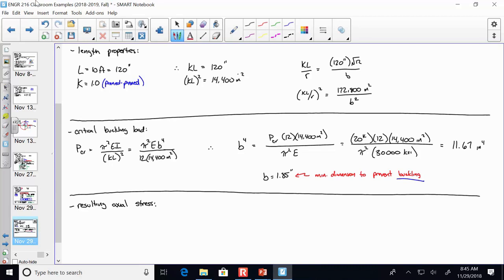Resulting axial stress. Okay? So let's say that we apply 20 kips to this section. And let's say we take B to equal 1.85 inches. We know that A is going to be B squared. So from these, what is sigma? P over A, right? So what is that? 5.84. Say it again. 5.84.